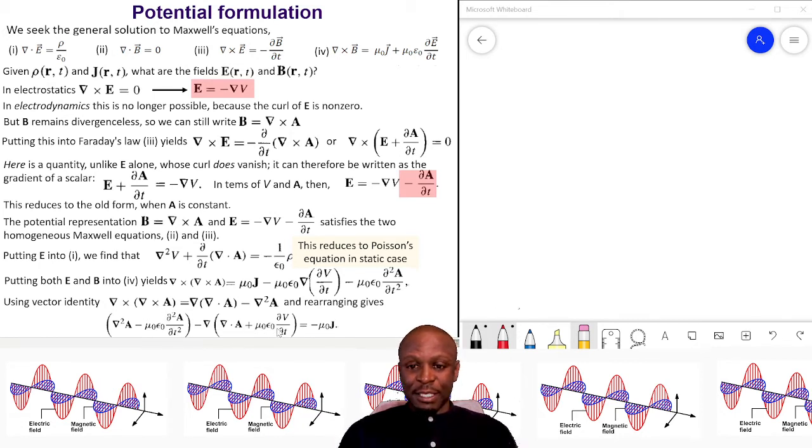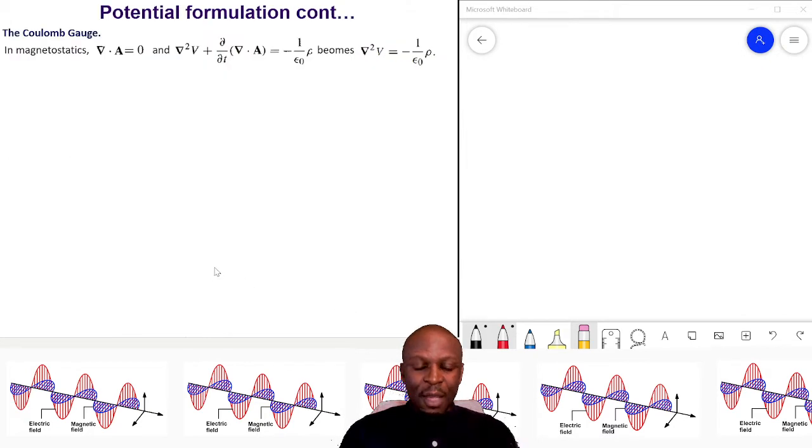And if this is the case, now, from the Coulomb's gauge, in magnetostatics, of course, the divergence of A is equal to 0. Therefore, this term here will just vanish as I've shown you. And therefore, this equation will become the formerly known Poisson equation in the static case.